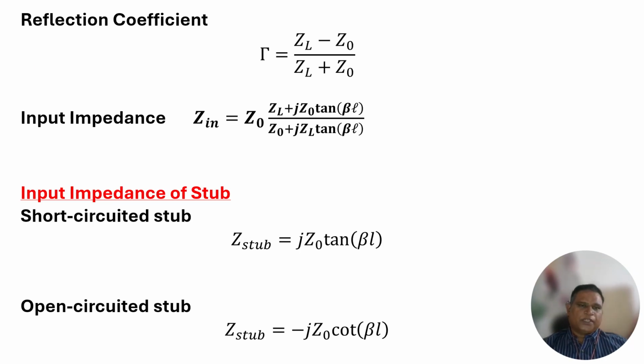The reflection coefficient here is (ZL minus Z naught) divided by (ZL plus Z naught). The input impedance ZIN is equal to Z naught times (ZL plus jZ naught tan beta L) divided by (Z naught plus jZL tan beta L). For the short circuited stub, the input impedance is jZ naught tan beta L. For the open circuited stub, Z stub is equal to minus jZ naught cot beta L.